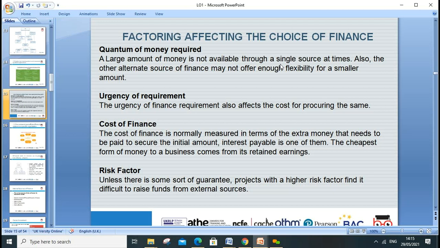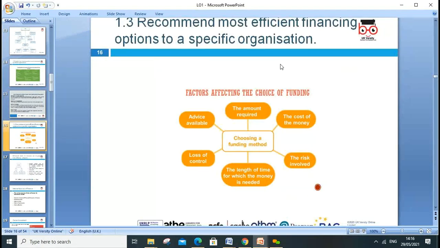Quantum of money required: a large amount of money is not available through a single source, so maybe it's better to use a mixture of sources. Urgency of requirement, cost of finance, risk factor: the higher the risk, the higher the return. We need to consider how much risk we can bear, and then decide which source of finance will be best for us. That's the crucial thing.